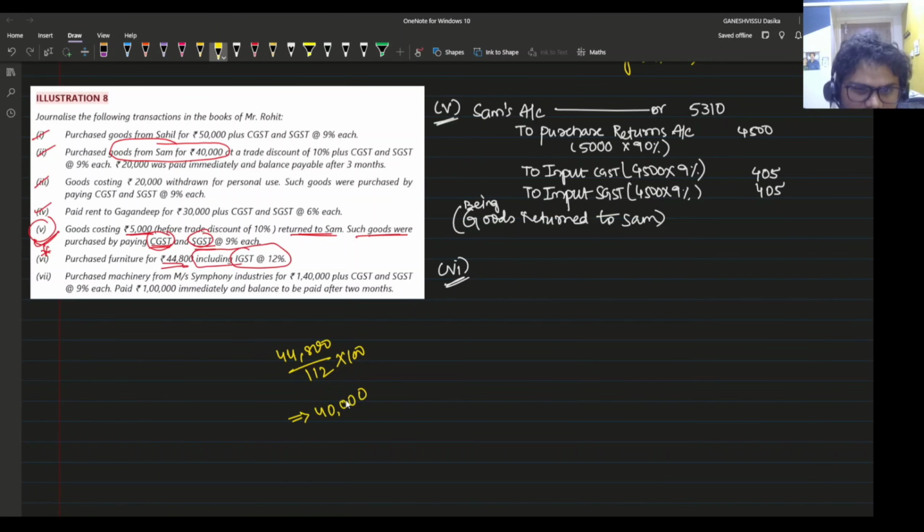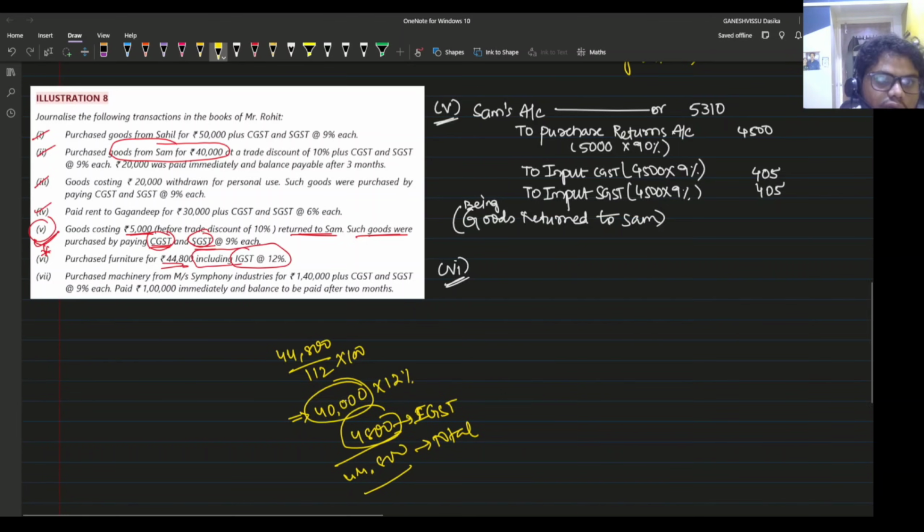If we do it the normal way, like in competitive math, we calculate 12% on 40,000, which will be 4,800, and when we add this it is 44,800. Actually I did not use the calculator for this. Okay, this 4,800 is the IGST amount. This is the total amount, and this is the actual amount.